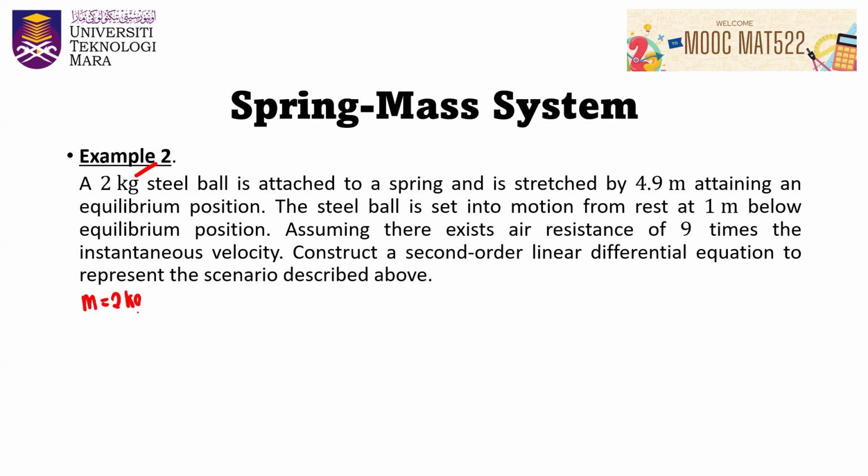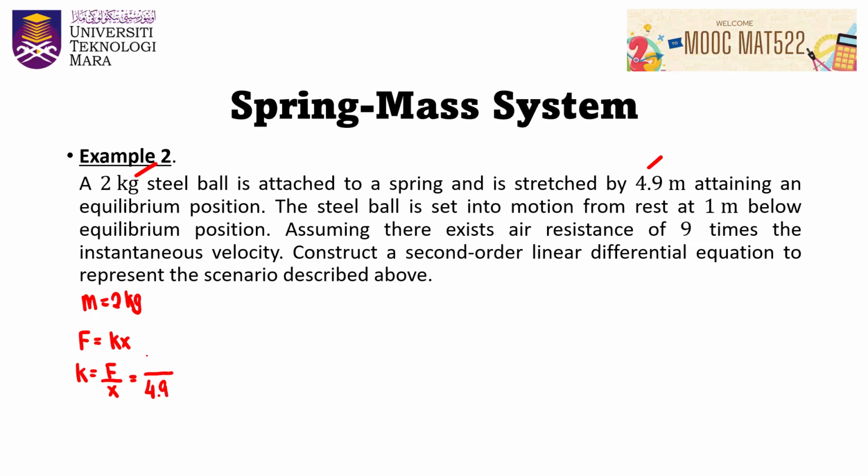So we don't have any problem in finding m. Next, the spring is stretched by 4.9 meters. Therefore, to find the spring constant, we use the formula from Hooke's law, F equals kx, in which k equals F divided by x. Here, we have the information about x, which is 4.9. What about the value of F?